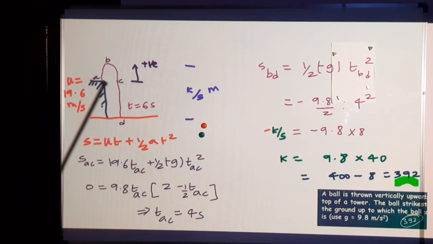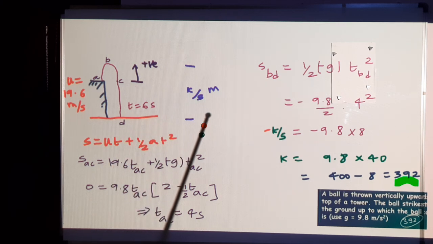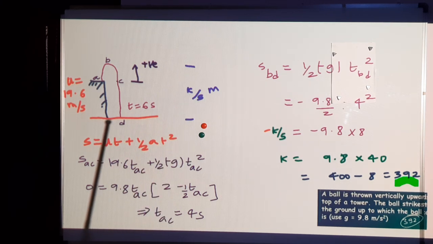So the ball is thrown from the top of the tower. It will go up, the velocity will decrease, finally becomes 0 here and will turn back. So the initial velocity is given as 19.6 and the total time is given as 6. And this maximum height point is k by 5 from the ground, and you have to find the value of k. So s is equal to ut plus half at squared.